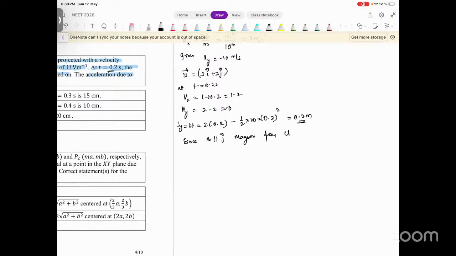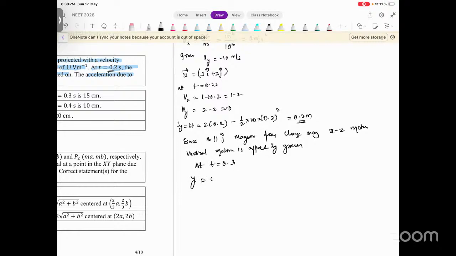magnetic force changes only xz motion, isn't it? Because it is moving in y direction. So vertical motion is affected only by gravity. Okay, so that means at t is equal to 0.3 seconds.